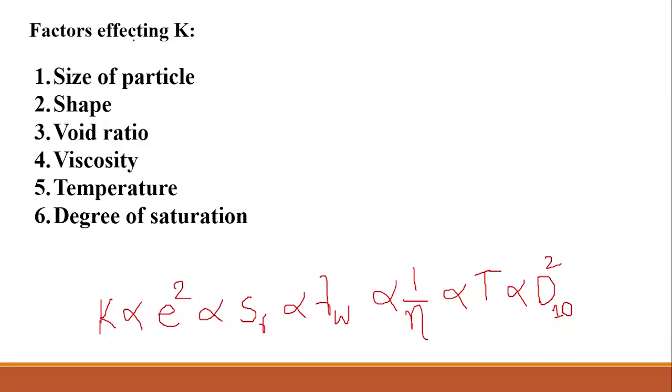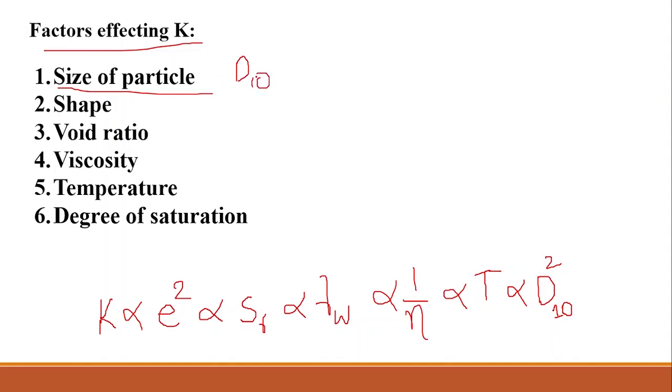Now let us discuss the factors affecting permeability. What are the various factors which affect the permeability of the soil? First point, that is size of particle. I hope you all know about the particle size distribution curve. In that curve, I have discussed D10, D60, D30.